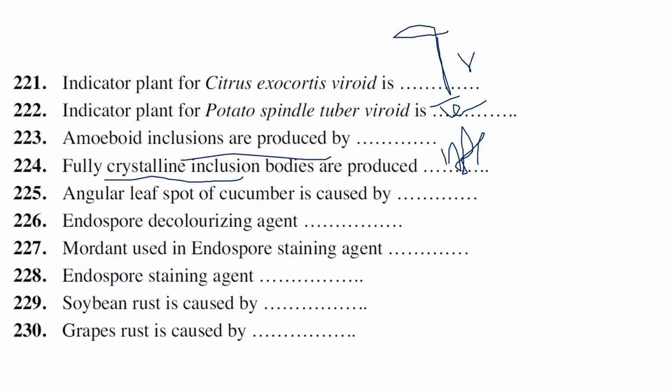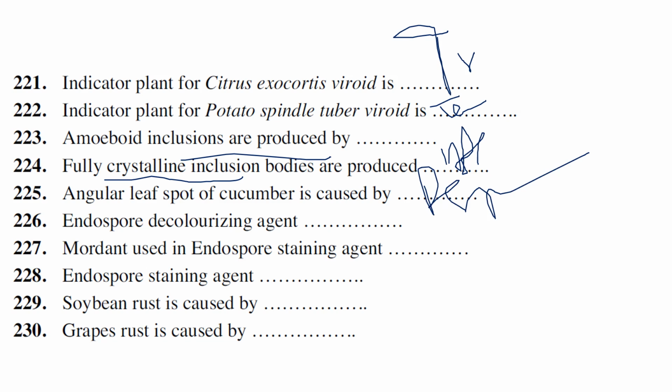And angular leaf spot of cucumber is caused by, it's a very important bacterial disease, which is caused by Pseudomonas syringae pathovar lachrymans. Pseudomonas syringae pathovar lachrymans causes angular leaf spot of cucumber.